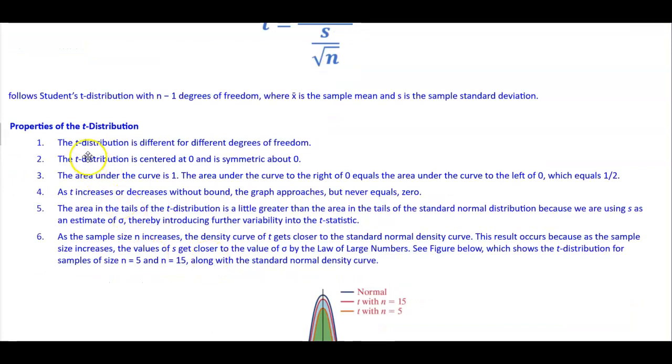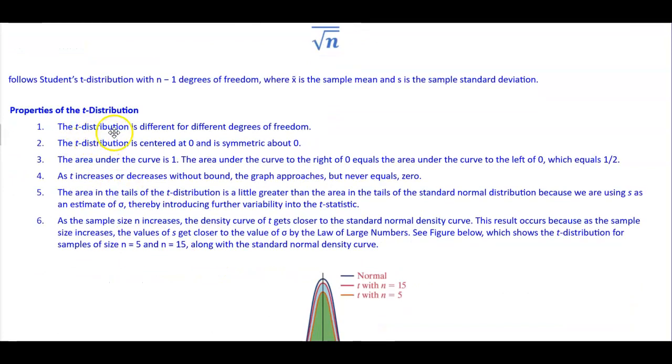Now, what are the properties of the t-distribution? 1. The t-distribution is different for different degrees of freedom. 2. The t-distribution is centered at 0 and is symmetric about 0. 3. The area under the curve is 1.